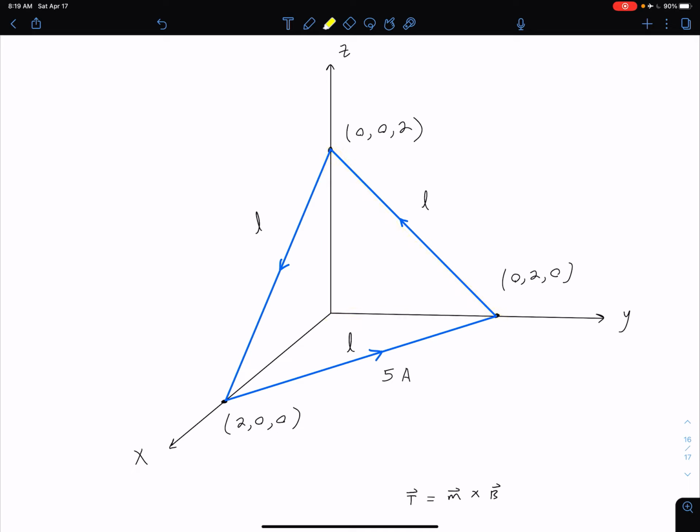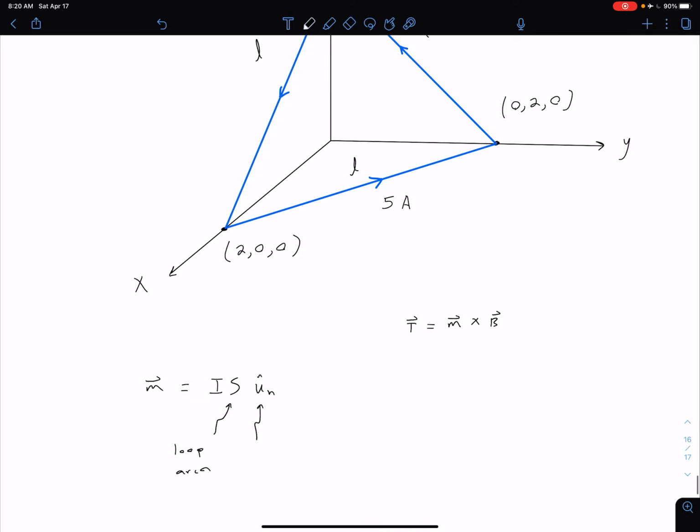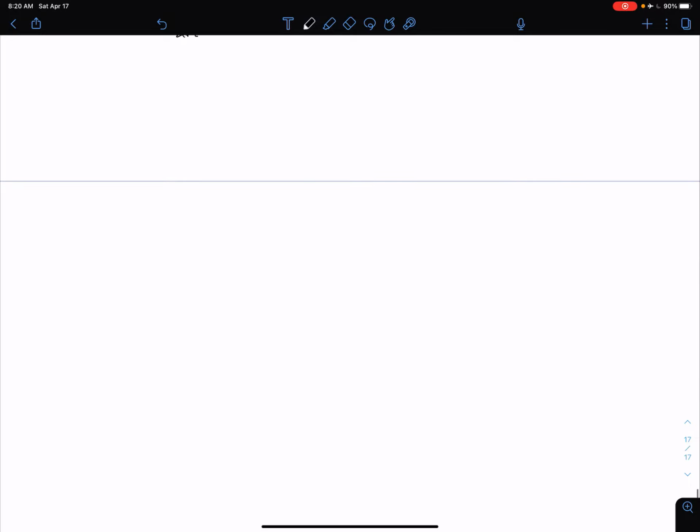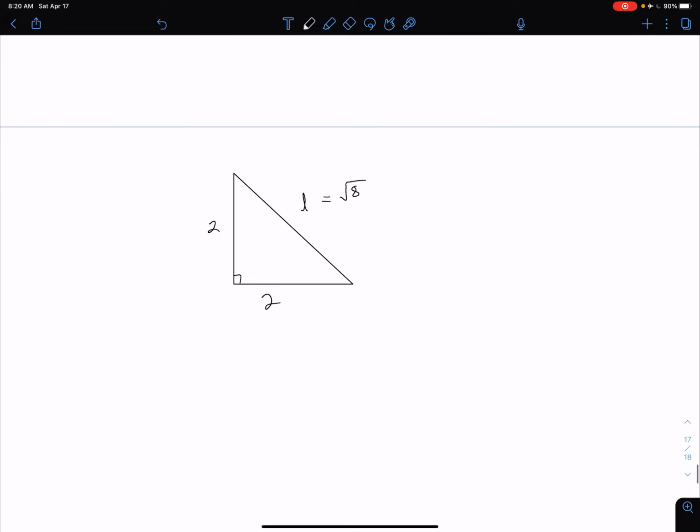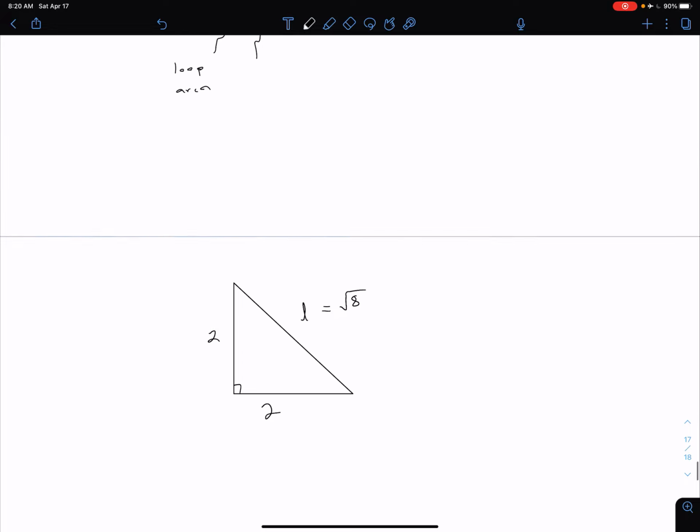So let's come down here and redraw that triangle really briefly. So we have our right triangle here, and this is 2, 2, L. And so of course we can say that L is going to be the square root of 2 squared plus 2 squared, or the square root of 8. So now we know the length of each of those sides, and now we want the overall area here.